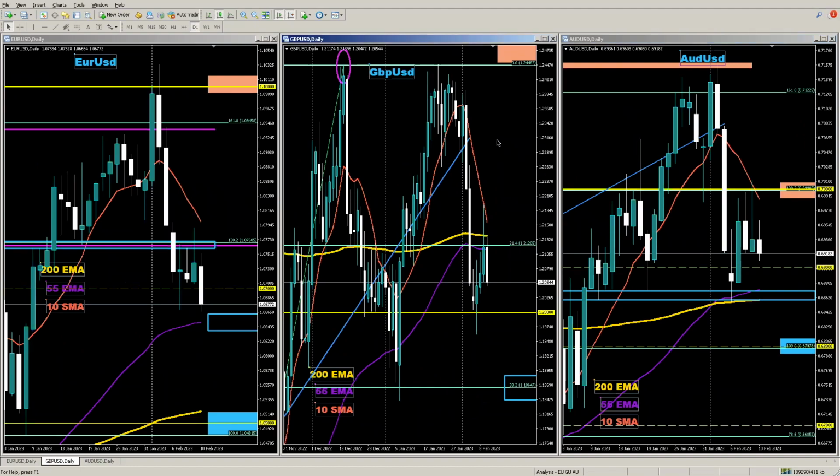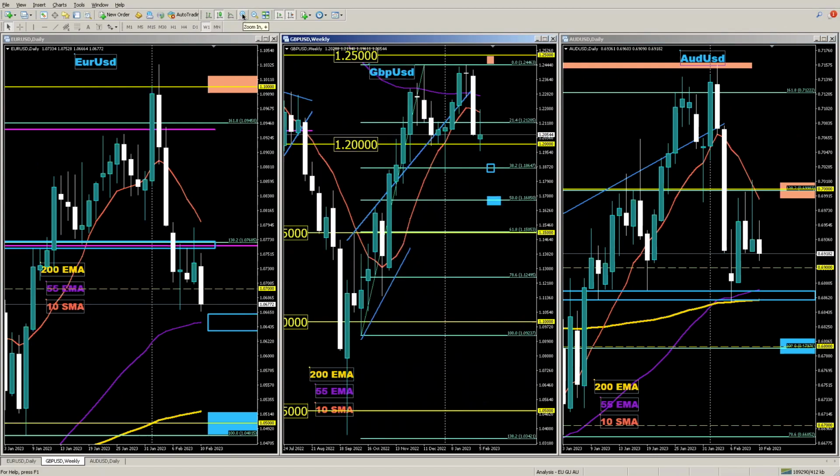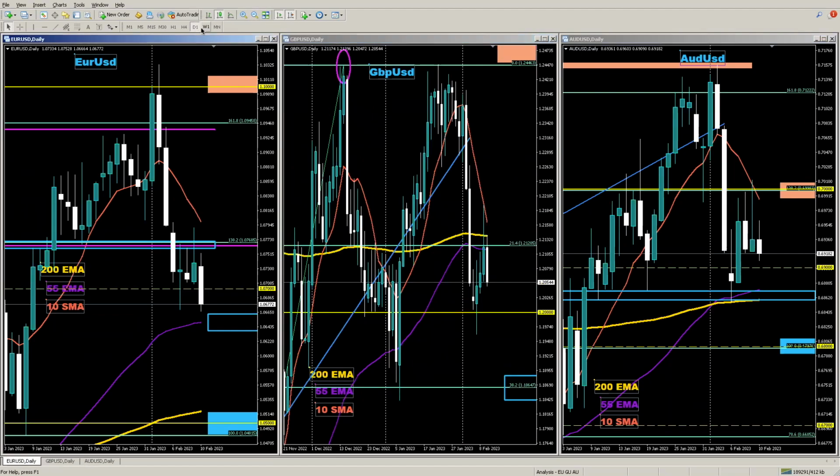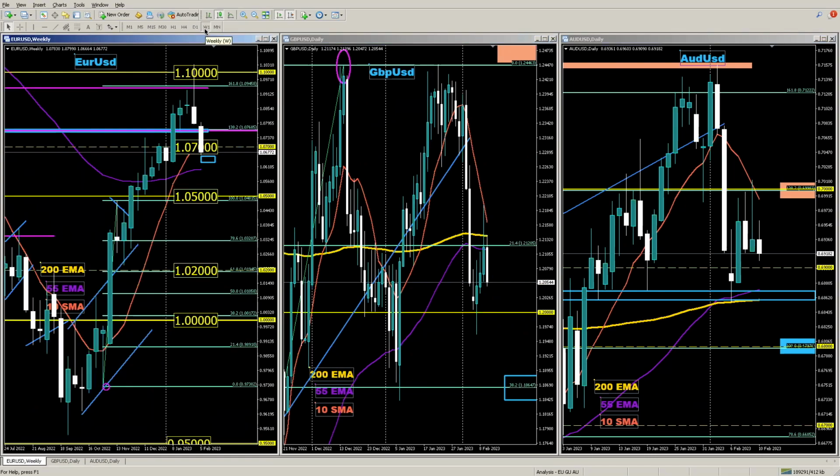Let's also take a quick look on the cable. The weekly time frame is also a spinning top. And we did take a look at the euro.